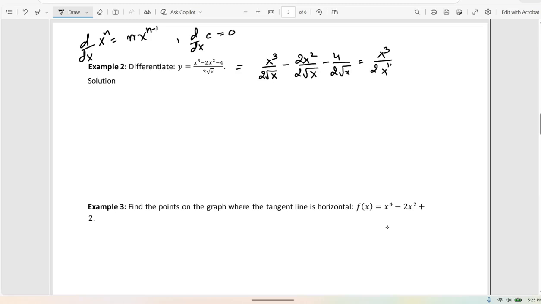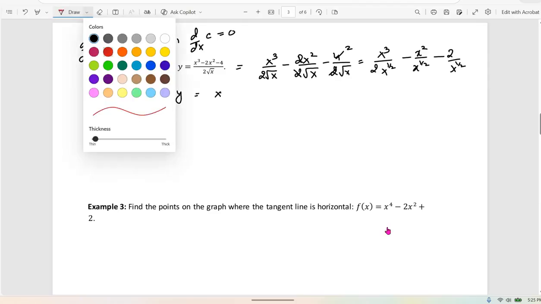Root x can be written as x to the power half. This 2 cancels: x squared by x to the power half, minus, this 2 cancels 4, 2 by x to the power half. Basically, see, I'm still not doing any derivatives. This is basic algebra. You guys know the rules of exponents.